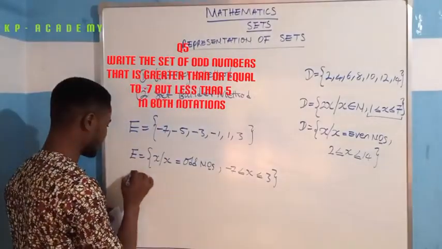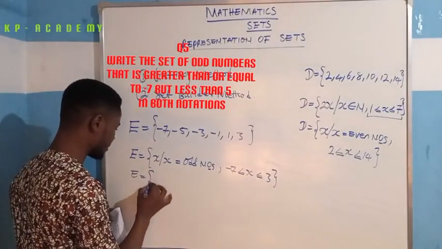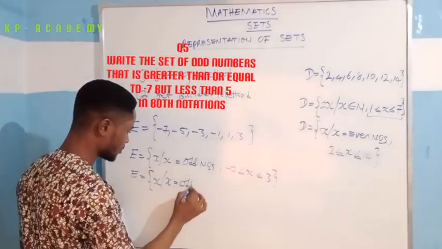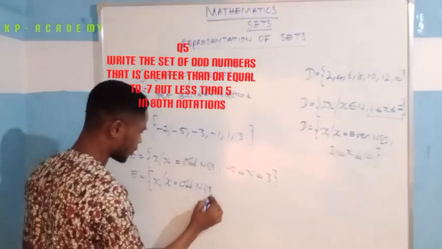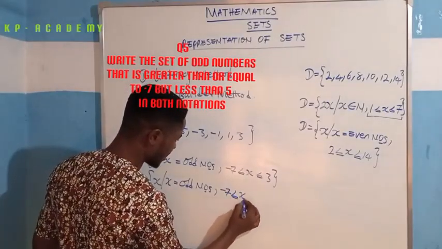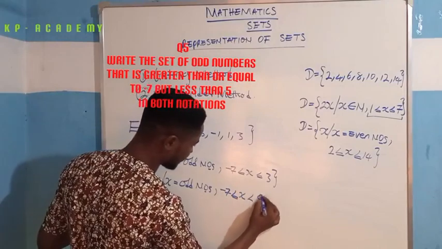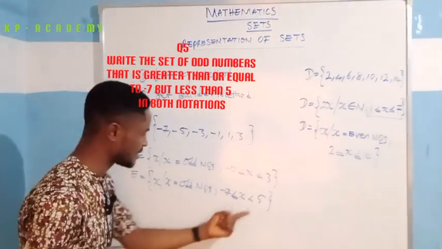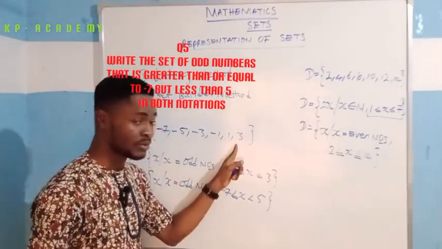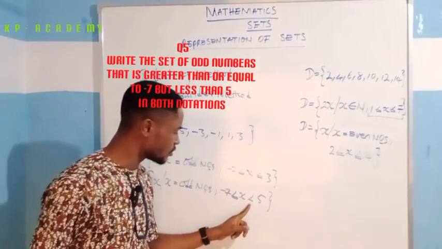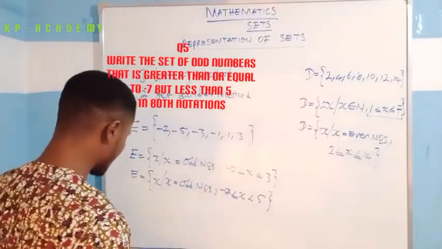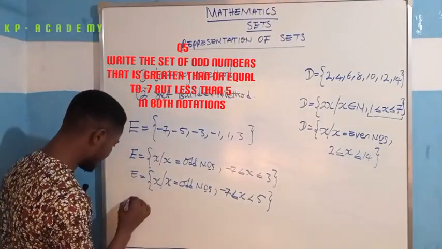Or we can say that set E is the set of x such that x is odd numbers ranging from -7 less than or equal to x less than 5. Notice that I said less than 5, not less than or equal to. If I had put or equal to here, it means that 5 is included. But since 5 is not included, there's no need of putting or equal to. Very, very important.